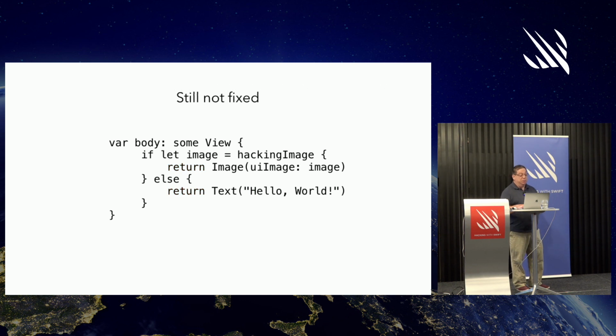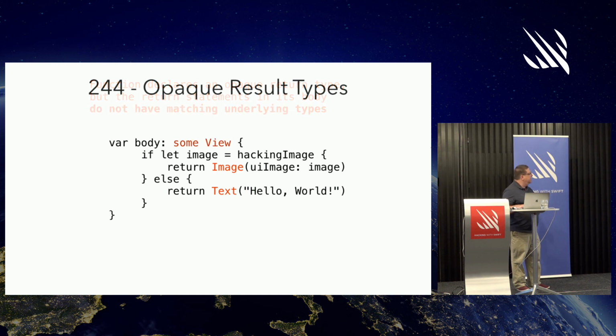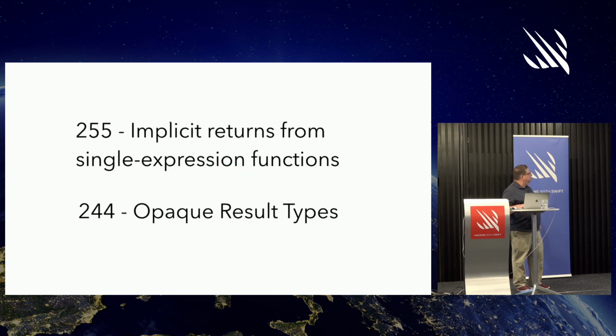But now we have an error message that we can read now that we've addressed one of those. And it says the function declares an opaque return type. That's this some view thing. But the return statements in the body don't match. I can't return an image and a text. And you say, why? They both conform to view. Yes, but some view says I'm going to return one type of view. Not one when you feel like an image and one when you feel like a text. They have to agree, and I return just one concrete view so the receiver knows what it's getting. And so this violates the opaque result type. And so those are two of the new things in Swift 5.1 that SwiftUI depends on.